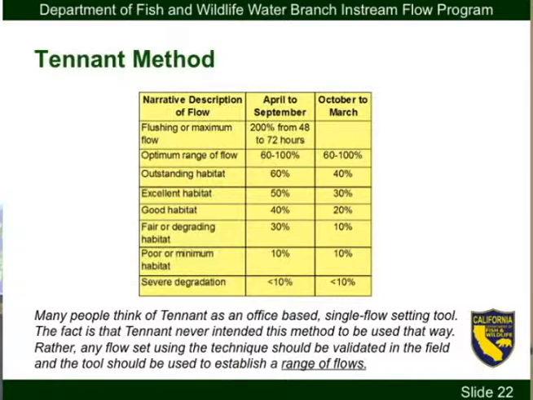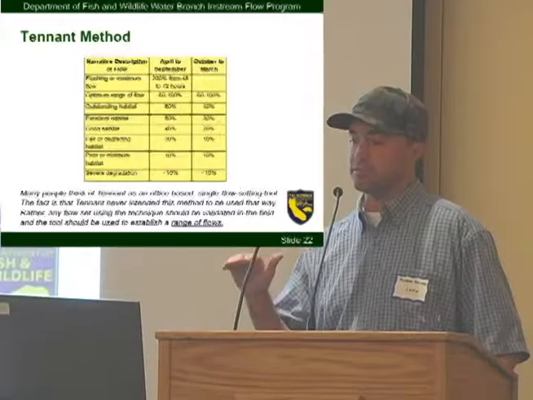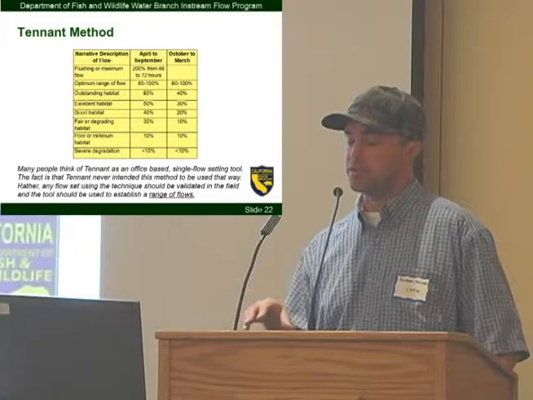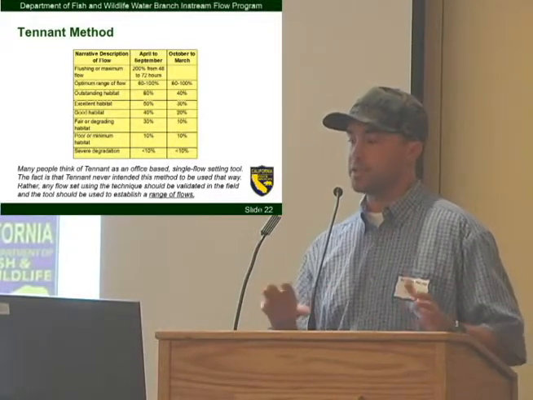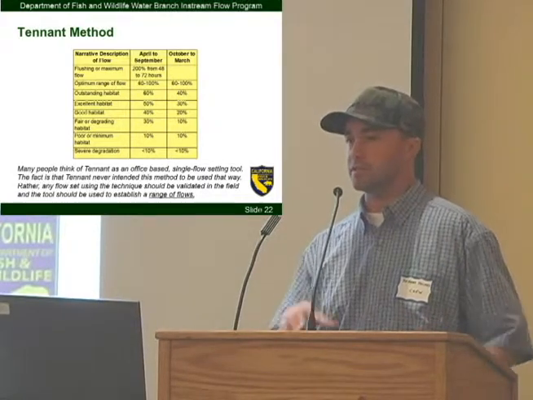I believe there's a mean annual and a mean monthly flow that can be applied to get an idea of what that value should be. A lot of people think that that's really a one flow thing, but really Tennant intended for that method to set a range of flows. So you might set a range during a certain time period, over a certain season, or a certain month.